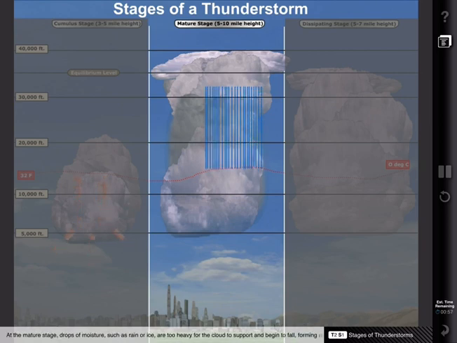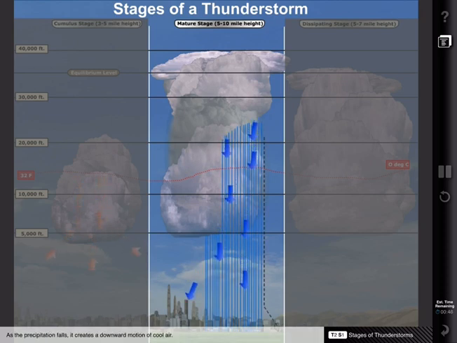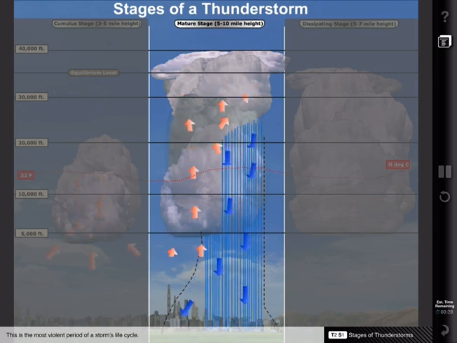At the mature stage, drops of moisture such as rain or ice are too heavy for the cloud to support and begin to fall, forming rain or hail. As the precipitation falls, it creates a downward motion of cool air. A mature thunderstorm includes warm rising air and cool descending air, as well as severe turbulence within and near the cloud. This is the most violent period of a storm's life cycle.